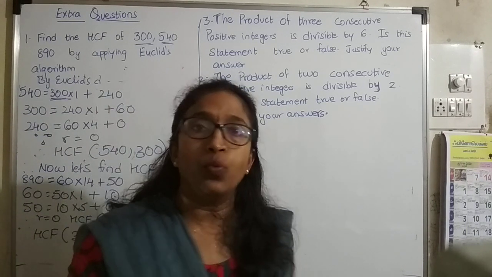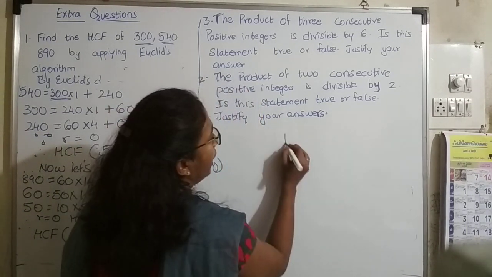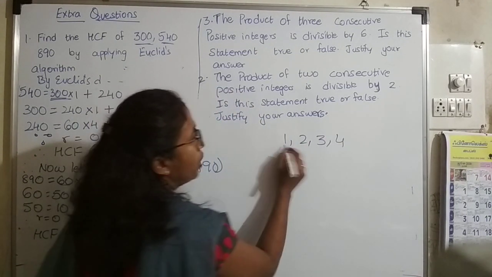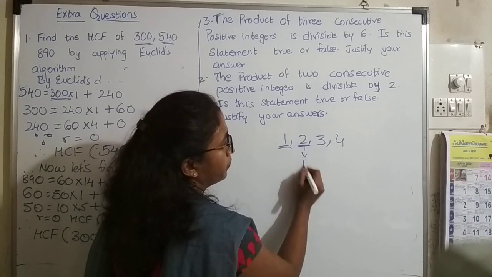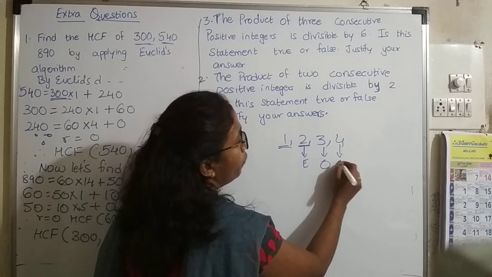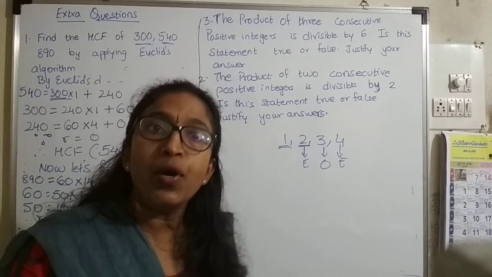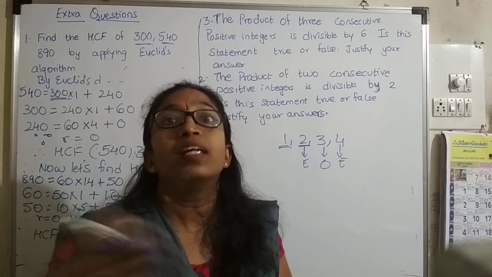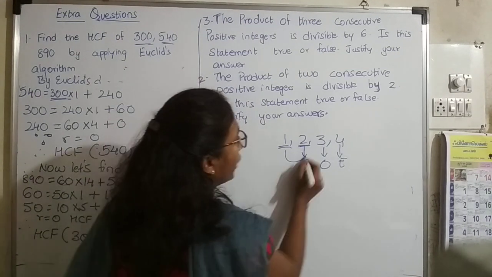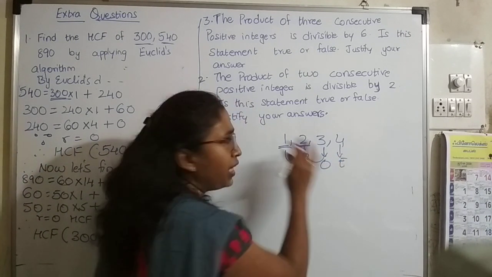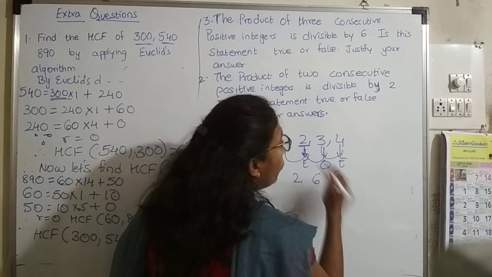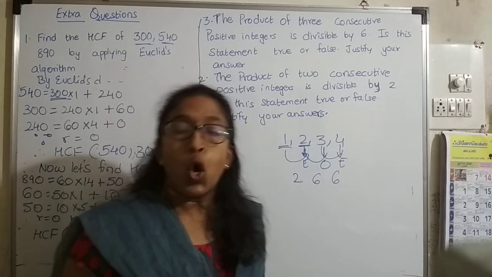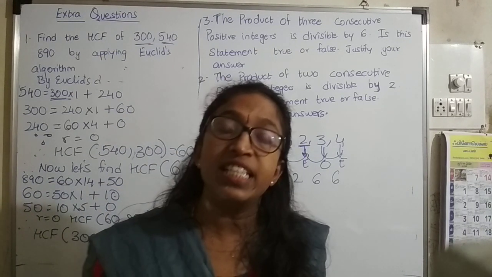So how do we know? Let's understand first. Let's take consecutive integers 1, 2, 3, 4. We all know that 1 is odd, 2 is even. Odd, even, this pattern follows. And if you take the product of any two consecutive integers, it will always be divisible by 2. Always divisible by 2 means it will always be even.